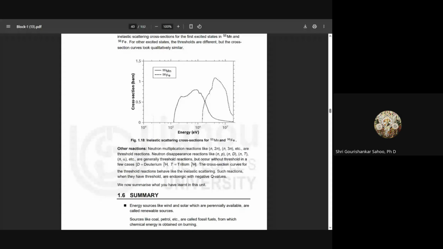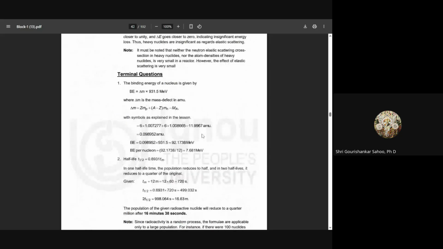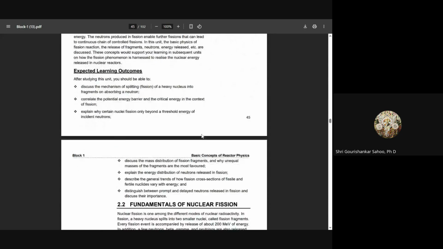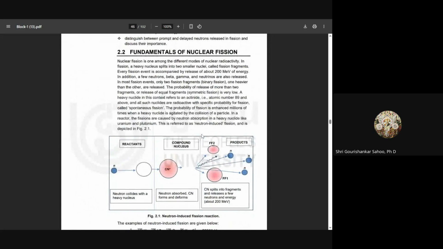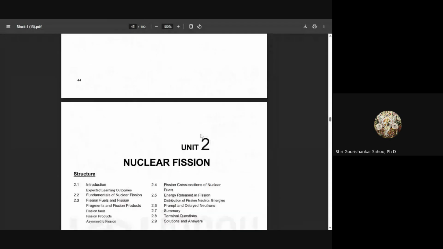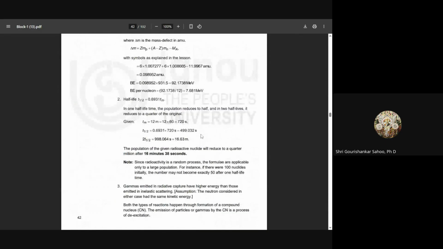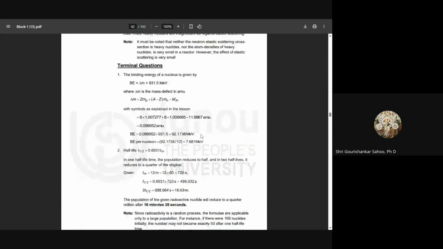And this happens for negative Q values. In negative Q value you need more energy, and this energy is used to overcome the barrier or the threshold. Then nuclear fission. Before that, there are some worked out problems. You can go through this.